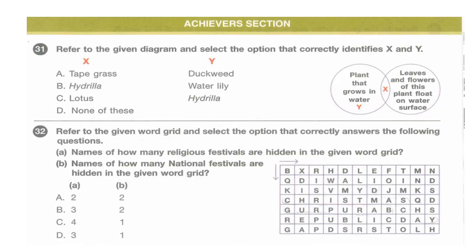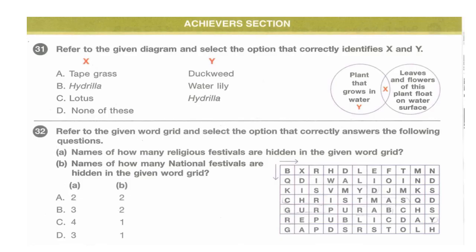So let's move on to the last section of the question paper, which is the achiever section. In the achiever section, each question carries 2 marks. Let's move on to the 31st question, which is the first question in the achiever section. Question number 31. Refer to the given diagram and select the option that correctly identifies X and Y.